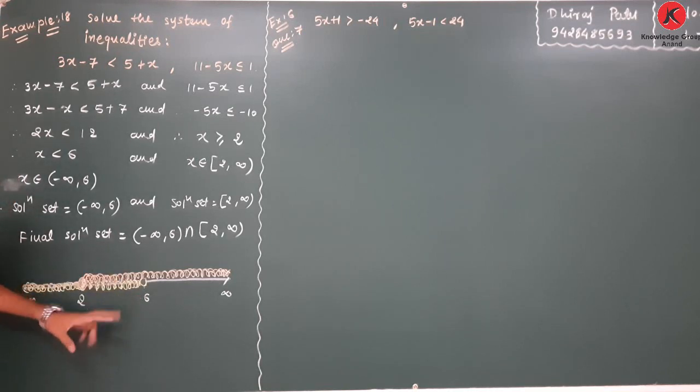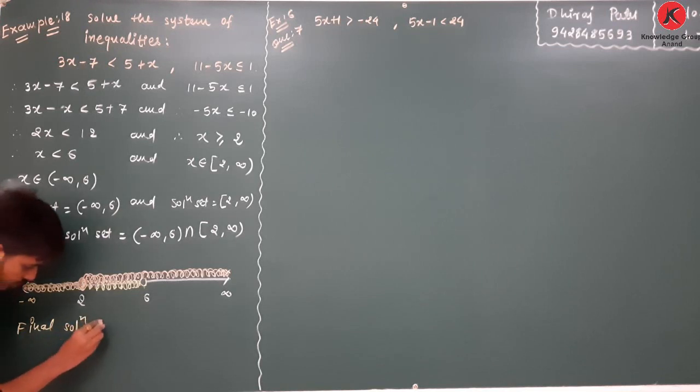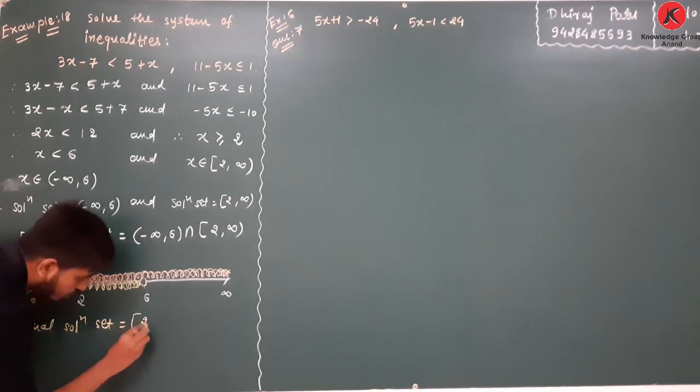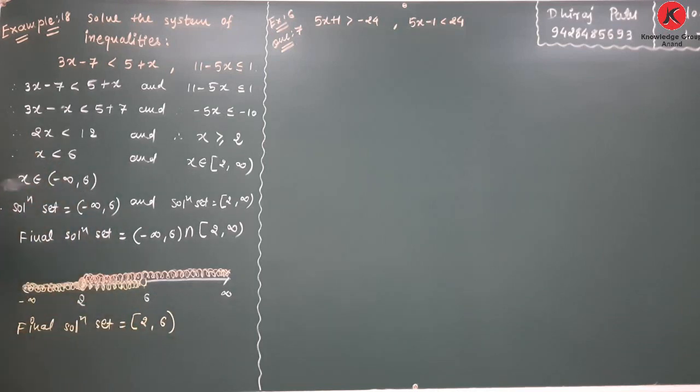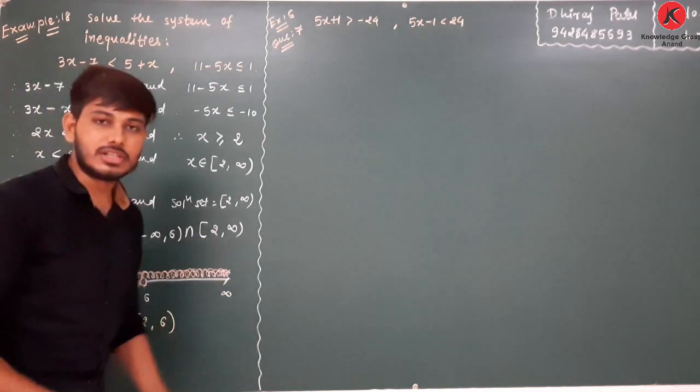Now check which portion is your intersection. That means where both regions combine on the number line, it is your intersection. Therefore your intersection is 2 to 6. We have to include 2 because 2 is on this number line as well as in this region, but 6 is not in this solution set. Therefore we can't take 6 here. Therefore our final solution set equals 2 to 6 here. Here 2 is included, 6 is not included. So this is the solution.